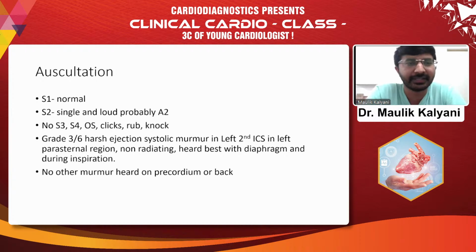Auscultation. S1 is normal, S2 is single and loud, probably it is A2. No S3, S4, opening snap, click, rub or knock. There is a grade 3 by 6 harsh ejection systolic murmur in the left second intercostal space in the left parasternal region, non-radiating and heard best with the diaphragm and during inspiration. No other murmur heard on the precordium or back.